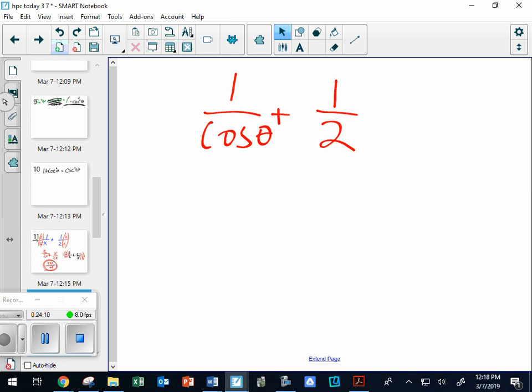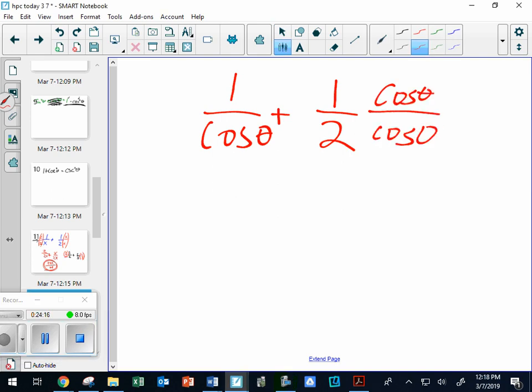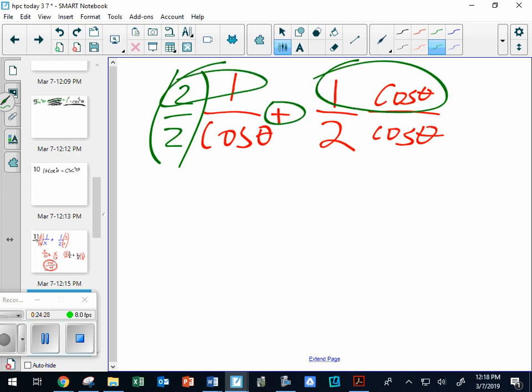Pause for a second. Okay. Should have multiplied this one by cosine over cosine. Do they have a common denominator now? No, not quite. The left side needs to get multiplied by what? 2 over 2. Final answer, 2 plus cosine on the top. And what's the denominator? 2 cosine.